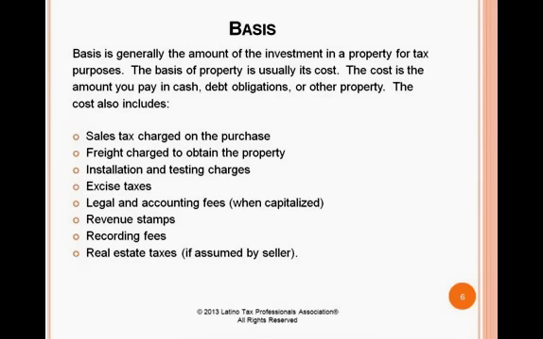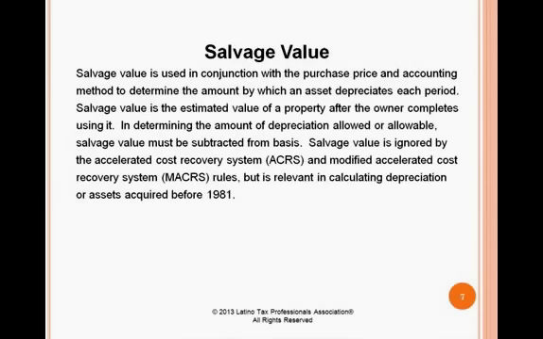The cost is the amount you pay in cash, debt obligations, or other property, no matter how you purchased it. Cost also includes sales tax charged on the purchase, freight charged to obtain the property, installation and testing charges, excise taxes if there are any, legal and accounting fees, revenue stamps, recording fees, and real estate taxes if assumed by the seller. So everything that you spent to get that copier ready to work for you.